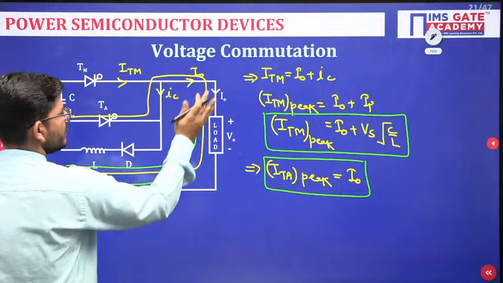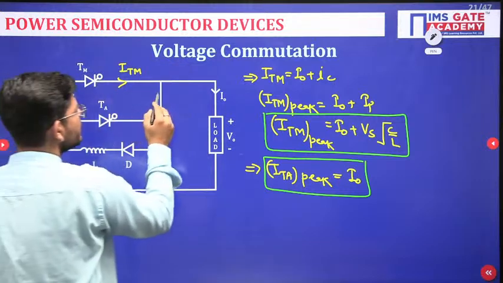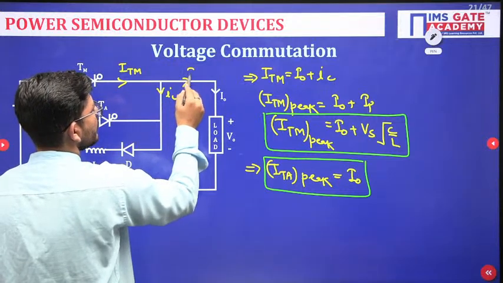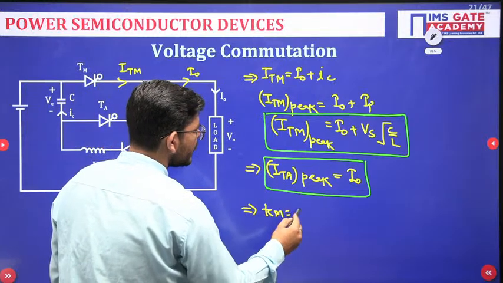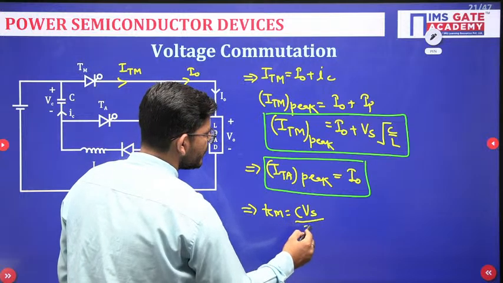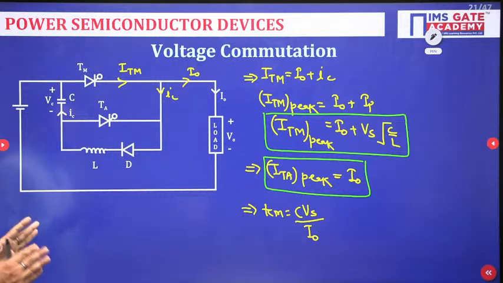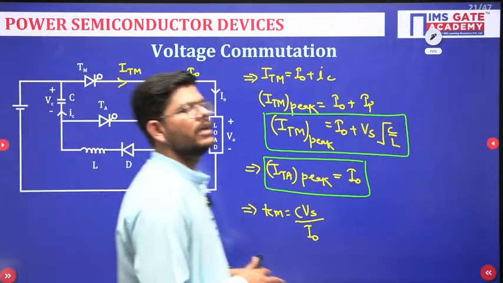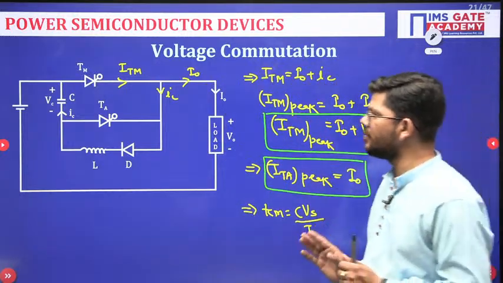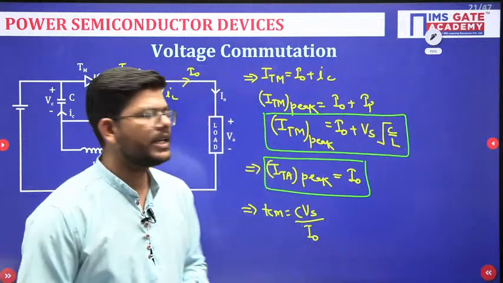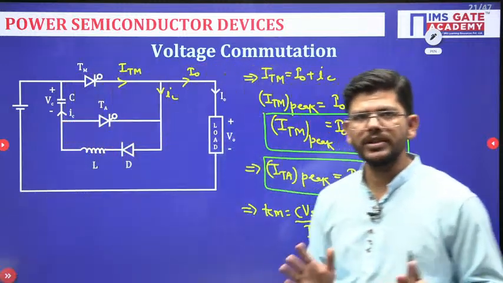Fine. So this is how you can analyze this, and these peak currents are very important. They will be asked in the exam. Okay. Now what is the circuit turn off time? Circuit turn off time will be C, capacitor voltage Vs divided by I naught. Okay. So these three are the important formulas that you should be prepared for regarding the voltage commutation. Rest is not important. You will be asked to calculate ITA peak, ITM peak or circuit turn off time regarding the voltage commutation. Okay, I hope this is clear to everyone.